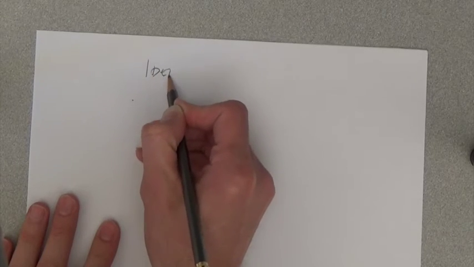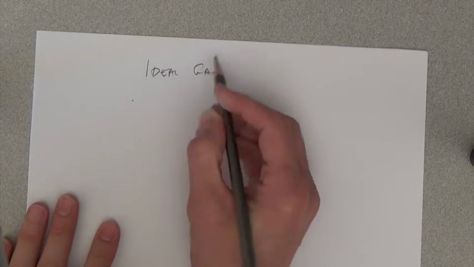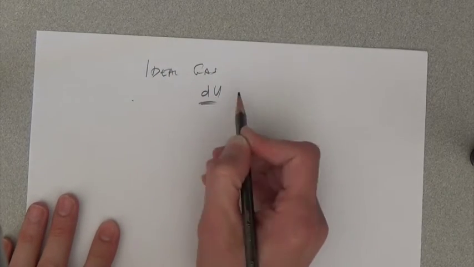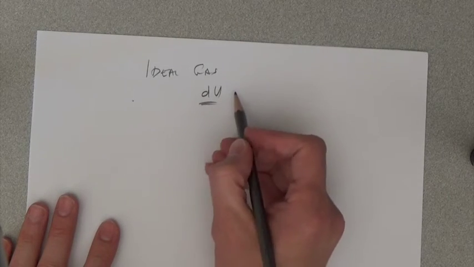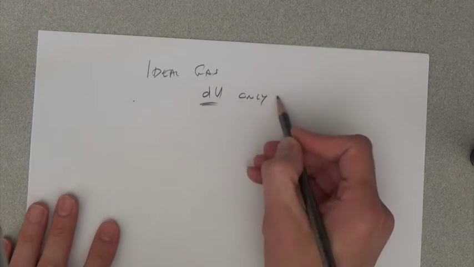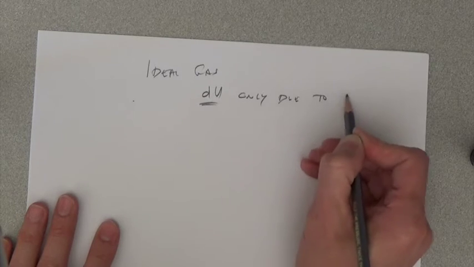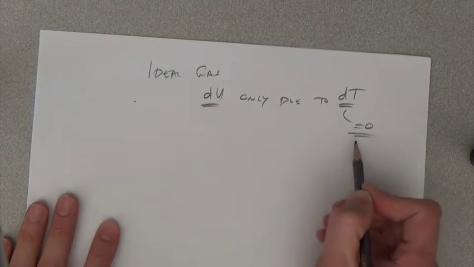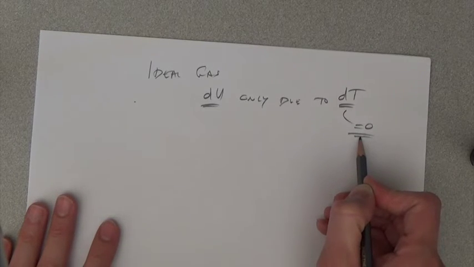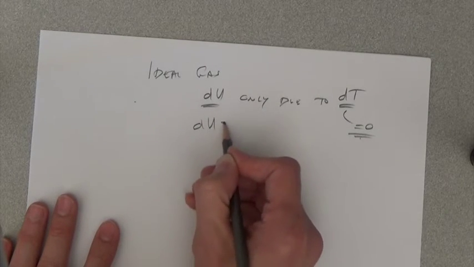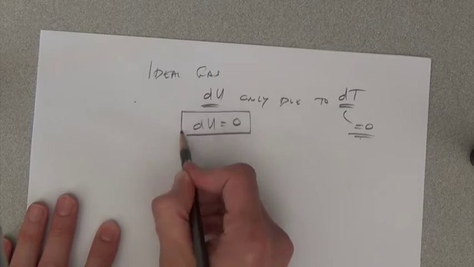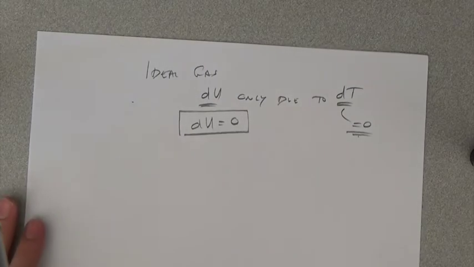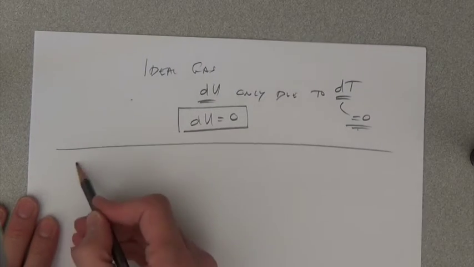But we have an ideal gas, which means that the change in the internal energy is only due to the change in the temperature, which we said is 0 in this problem because it's isothermal. Therefore, dU is equal to 0. Okay, now we can go to the enthalpy.